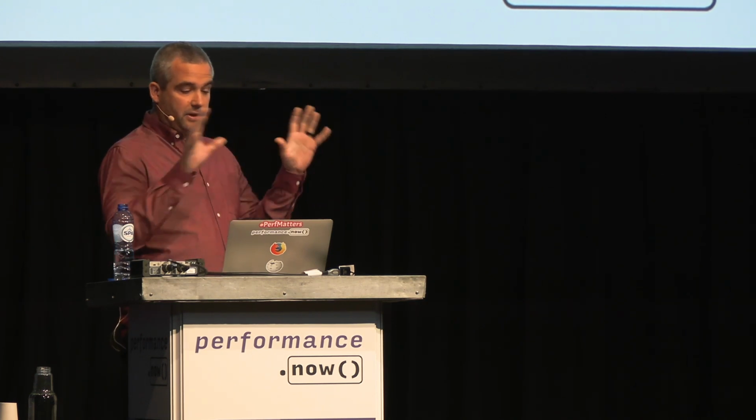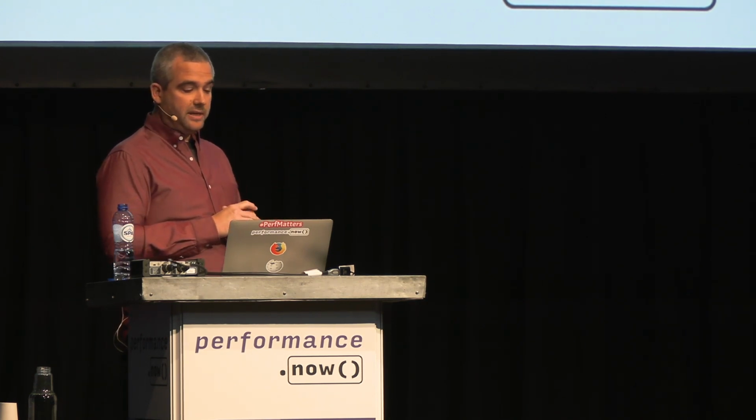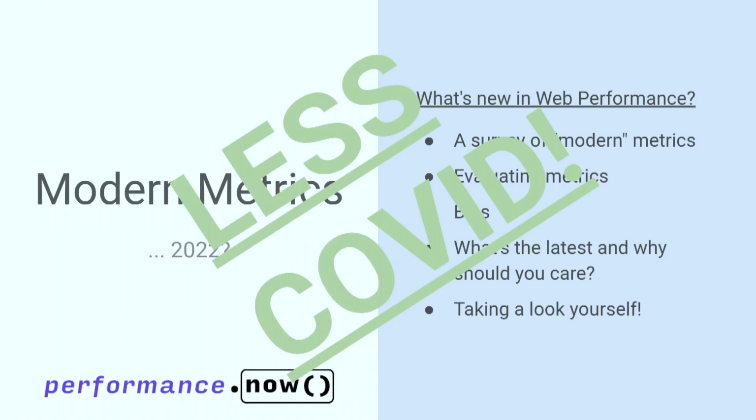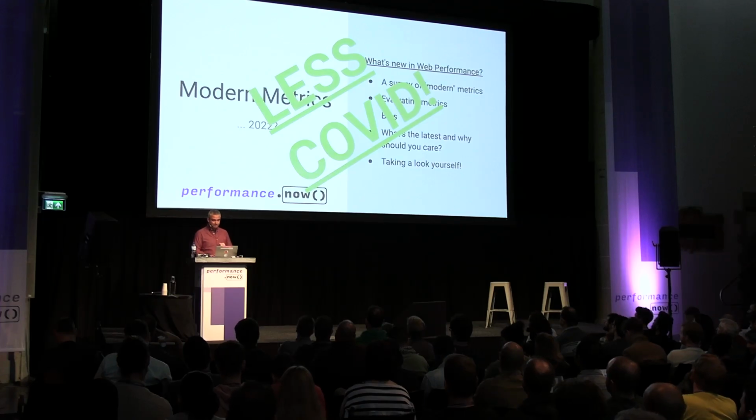We're going to talk about what's the latest in all these metrics. Again, we're going to do a big survey of all the Core Web Vitals and how we see them through the RUM view. And at the end, I'm going to encourage you to take a look at some of these metrics yourself. And that's because this year we have less COVID, thank goodness. And by the way, I'm so excited to see everybody here. I'm just very, very excited to be in front of you.